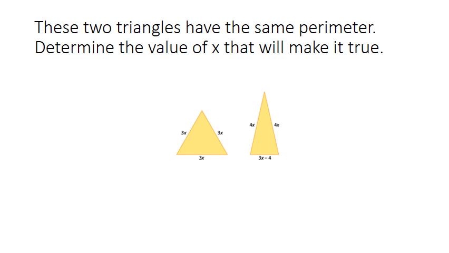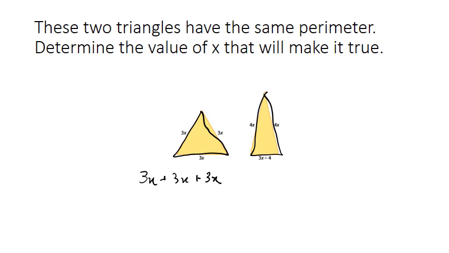So I like problems like this because I think of them kind of like a puzzle. So we know that the perimeter, or the distance around the outside of these two triangles, is equal. So what that must mean is that whatever the sum of 3x plus 3x plus 3x, or each side of this triangle, is equal to has to be equal to 4x plus 4x plus 3x minus 4.